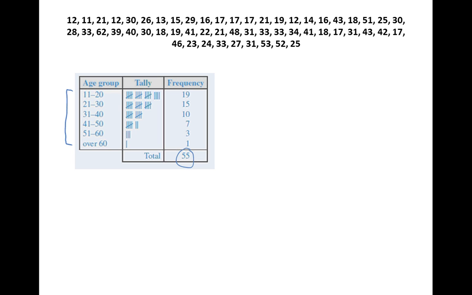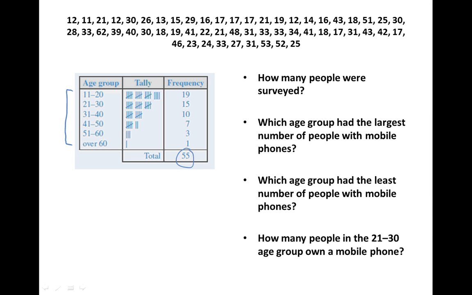Now with this type of table we have lost a little bit of information. For example, from this table it's impossible for us to see exactly how many 17-year-olds were owners of mobile phones. So we have lost a little bit of specific information, but generally speaking this table now is far more useful for us. Let's have a look at some questions.